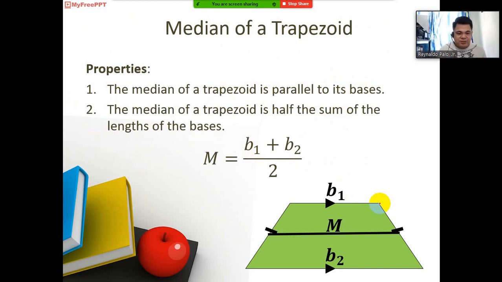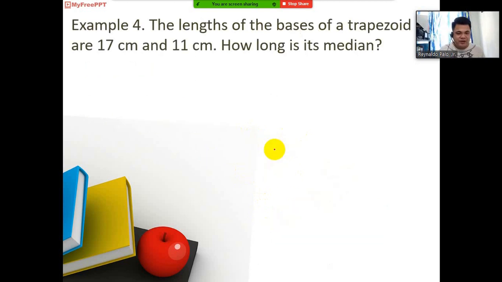Alright, so let's have the median of a trapezoid. Properties. The median of a trapezoid is parallel to its bases. In the illustration, the segment in the middle is what we call the median. So the median of a trapezoid is of course parallel to the bases. Here's the formula: the median of a trapezoid is half the sum of the lengths of the bases. To easily understand this, just simply add the bases and then divide the sum by 2. That's it already.